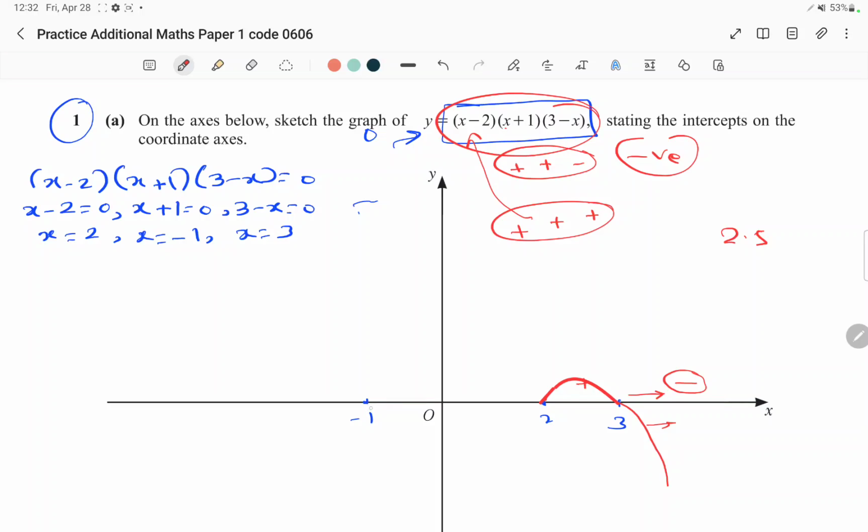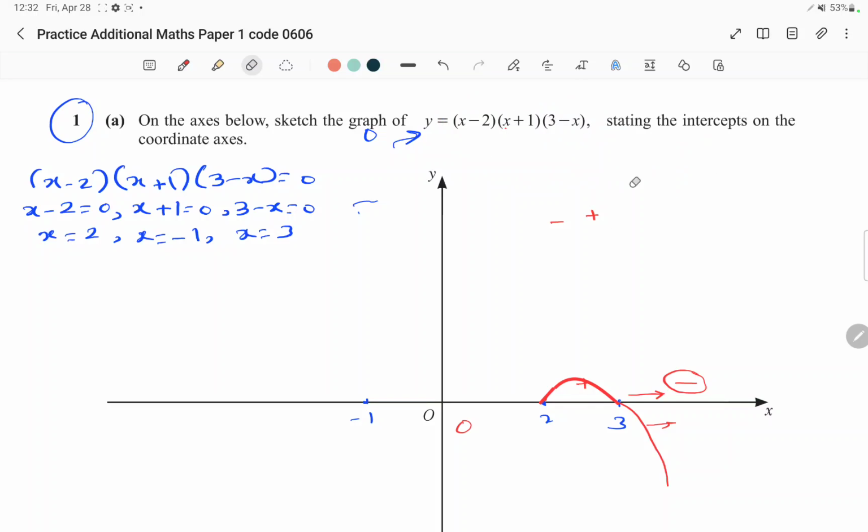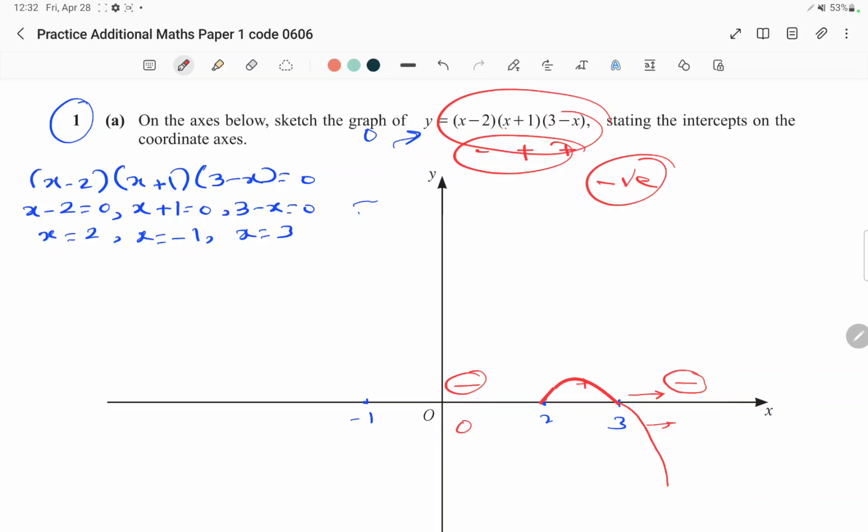Okay, now you have to select any number between minus 1 and 2. Between minus 1 and 2, 0 we can put over here. So let's put 0 as the x value. So 0 minus 2 is negative. 0 plus 1 is positive, and 3 minus 0 is positive again, but overall you will get a negative number. It means y is negative. So what is happening between minus 1 and 2, whatever value you substitute here, you will get y negative. Y negative means it's below the x-axis. So now you can join this.